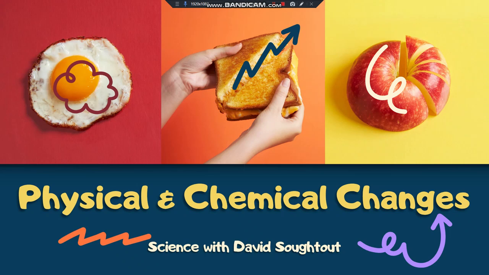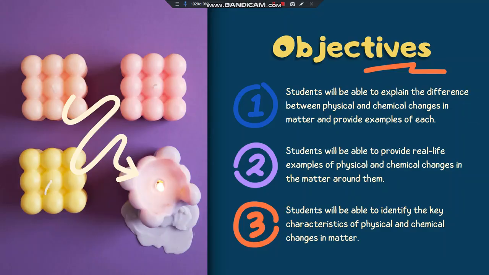Alright now dear friends, you're welcome to this video where we commence the series officially on physical and chemical changes. So let's get right into what we're doing right now. We have some learning objectives that we should have achieved by the end of today's video. The first objective is that by the end of this video, you should be able to explain the difference between physical and chemical changes in matter and also provide examples of each of them.